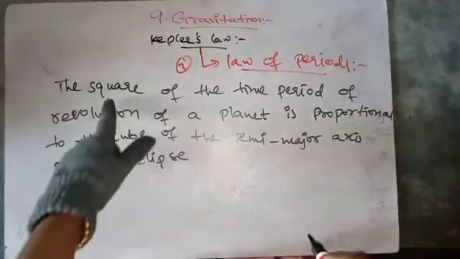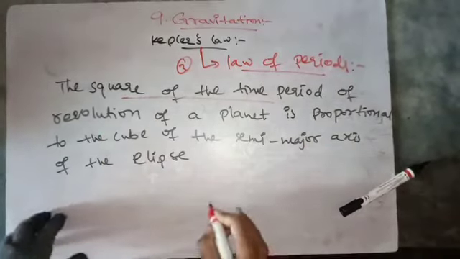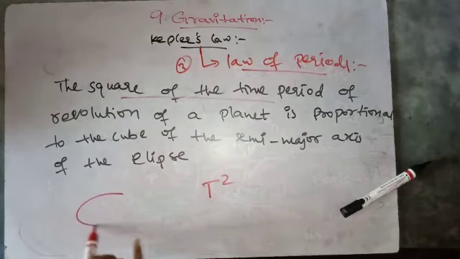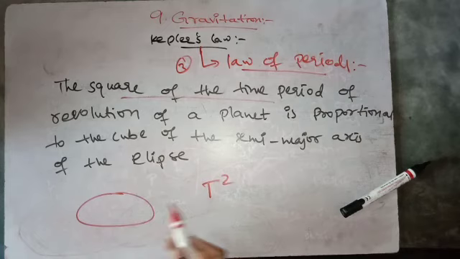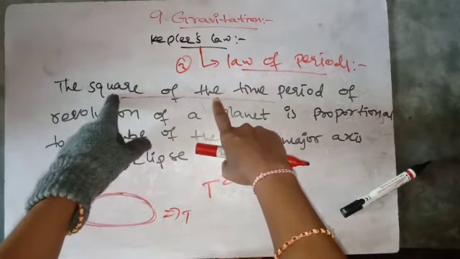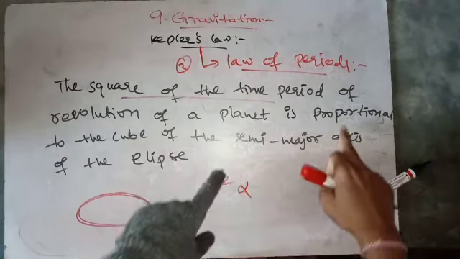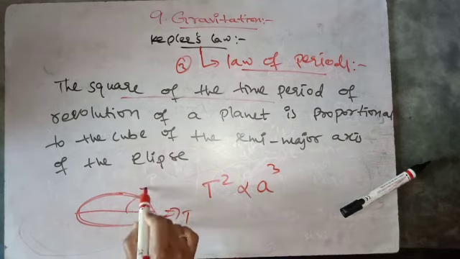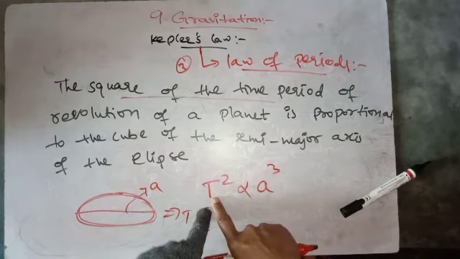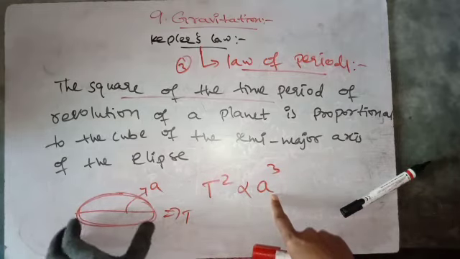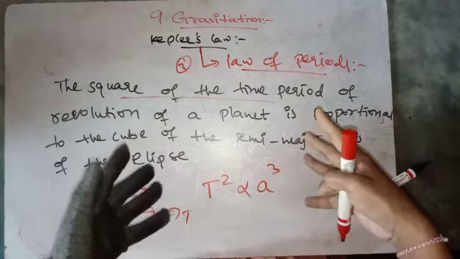The law of periods states that the square of the time period, T squared, of revolution of the planet, is directly proportional to the cube of the semi-major axis. Planets are revolving in these elliptical orbits, and the time period to complete one revolution in the ellipse is taken as T. This is the semi-major axis, and I am taking this as a. The square of the time period of revolution of the planet is proportional to the cube of the semi-major axis of these elliptical orbits. This is about the law of periods.